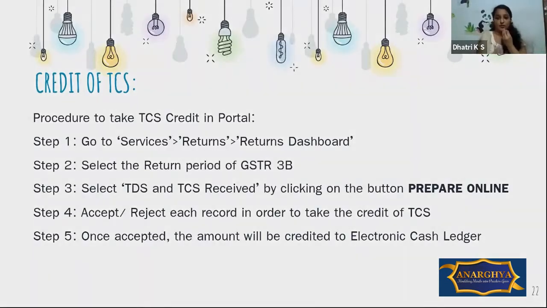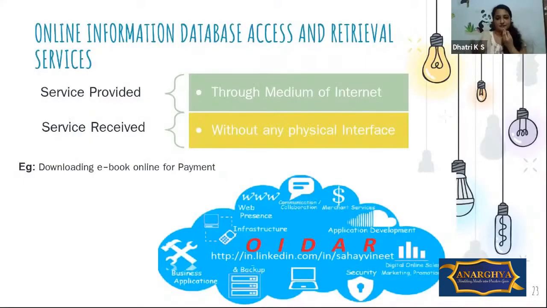So this was about TCS under GST and section 52. Now the next part is Online Information Database Access and Retrieval Services, that is OIDAR services. This is a category of services in which both supply as well as receipt of service happens online, and the buyer of the service will have no physical interface with the seller. The best example for this kind of service is downloading an ebook.